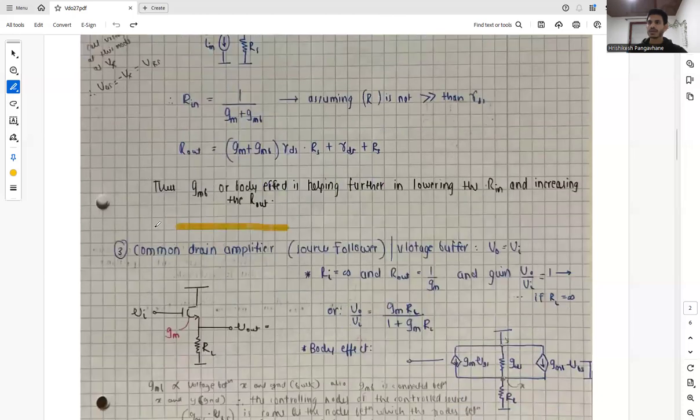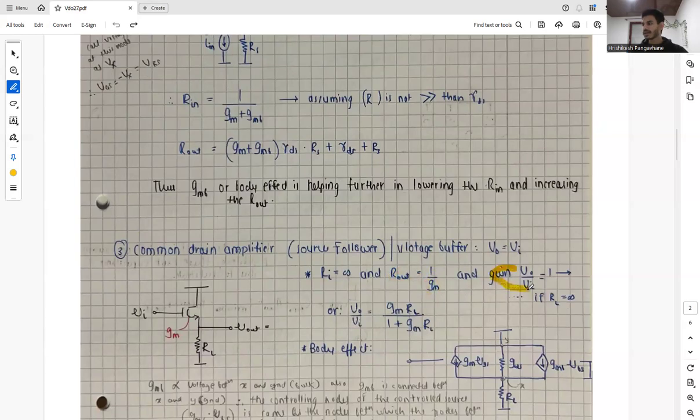So now coming to the third configuration, which is the common drain amplifier, also called a source follower or a voltage buffer, where its functionality is basically giving a V out equal to V in, but of a better quality, meaning lower series resistance. So let's say we are applying input at the gate and taking the output from the source, and thus the input impedance looking from the gate is infinity, and the input impedance looking from the source is 1 upon Gm.